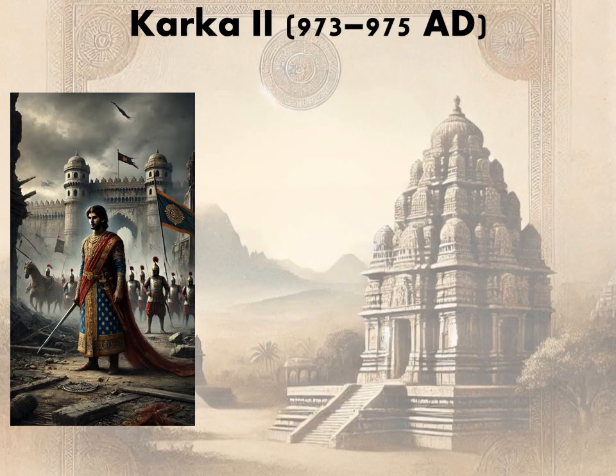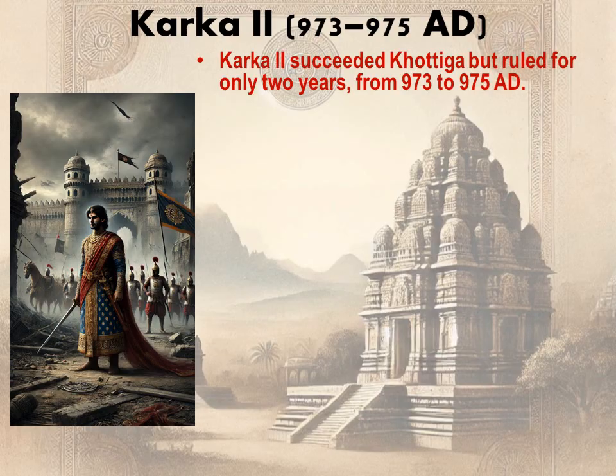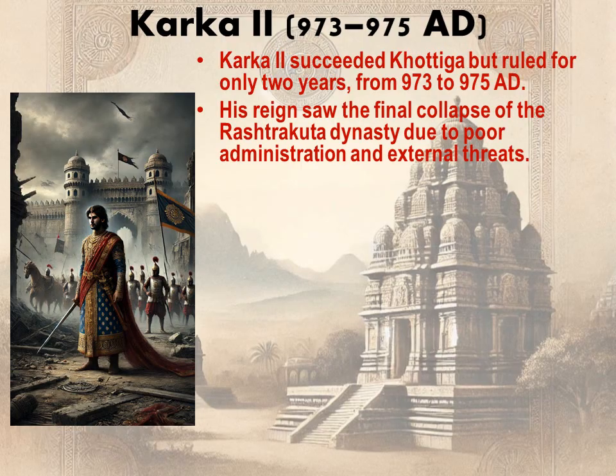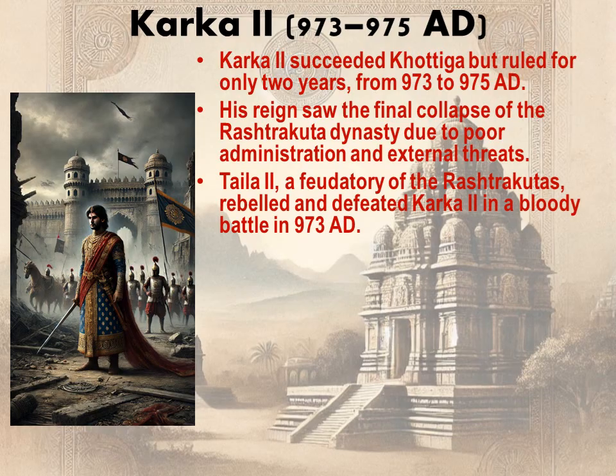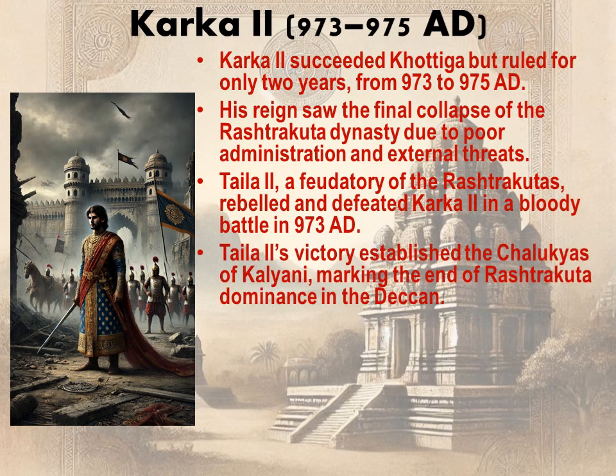Karka II, 973 to 975 AD. Karka II succeeded Khotigga but ruled for only two years, between 973 and 975 AD. His reign saw the final collapse of the Rashtrakuta dynasty due to poor administration and external threats. Taila II, a feudatory of the Rashtrakutas, rebelled and defeated Karka II in a bloody battle in 973 AD.